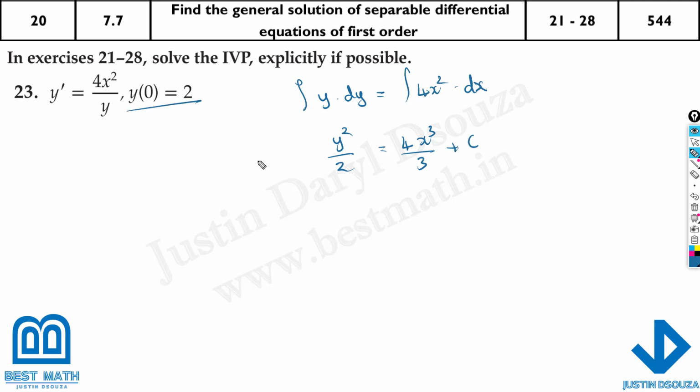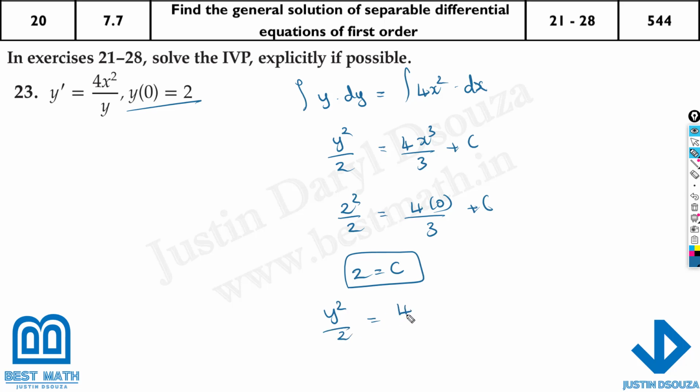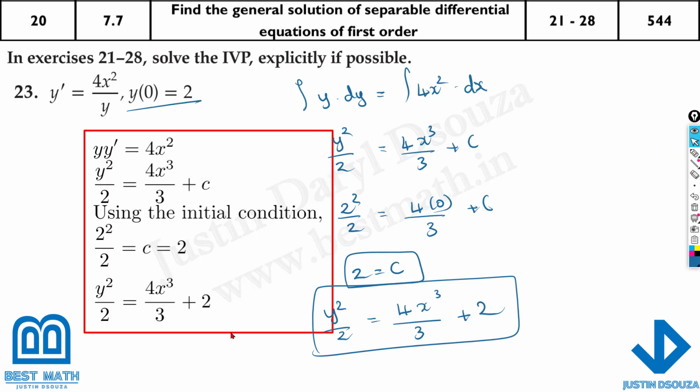Now I'm going to substitute this here. It will be 2 squared by 2, that is equal to 4 times 0 by 3 plus c. So what happens? 2 squared is 4, 4 by 2 is again 2, is equal to c. Now we substitute back over here. You need to write it in order. So y squared by 2 is equal to 4 times x. Sorry, there is no need of the bracket. You can just write 4x cubed by 3 plus 2. This is the final answer. Here we go. That's it.